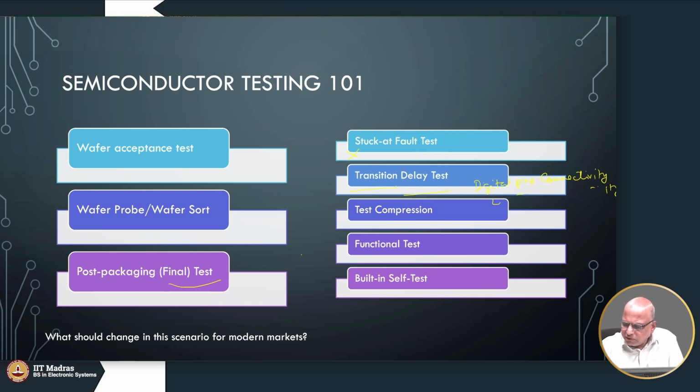You should see what kind of testing should be done, because modern ICs have so many different failure mechanisms. They are doing a lot of different kinds of tests: stuck at fault test, transition delay fault test, bridge fault test, functional tests, and they use test compression. All these are memory based.